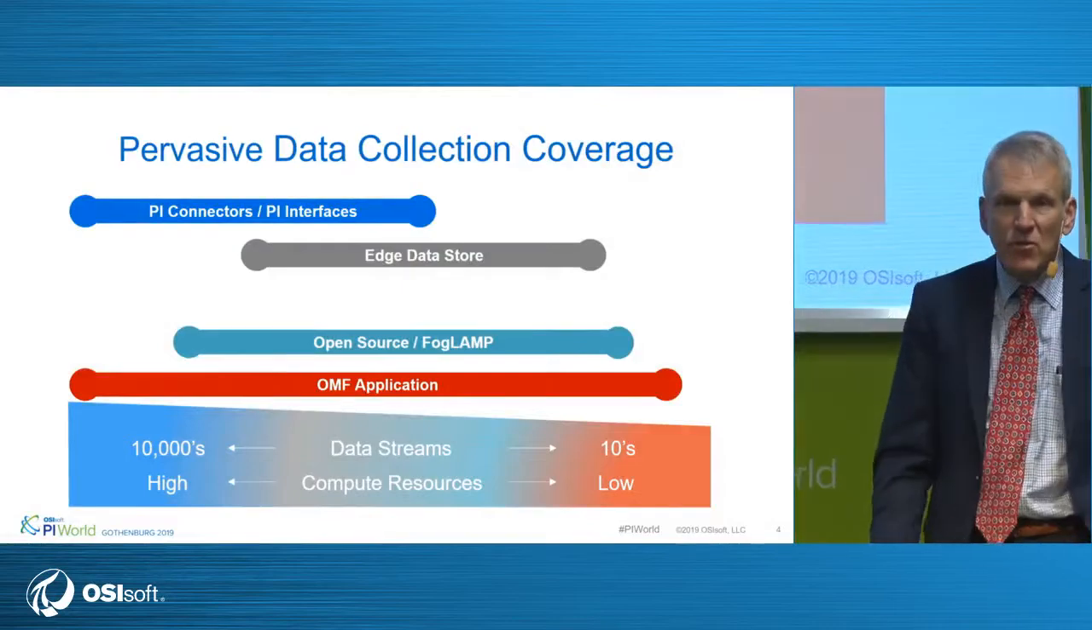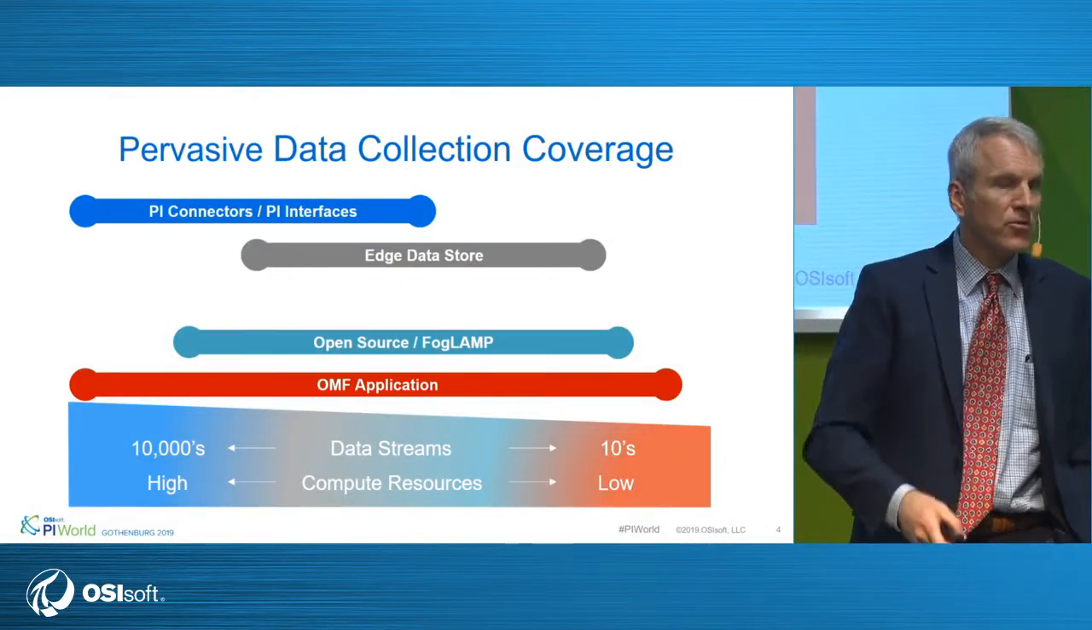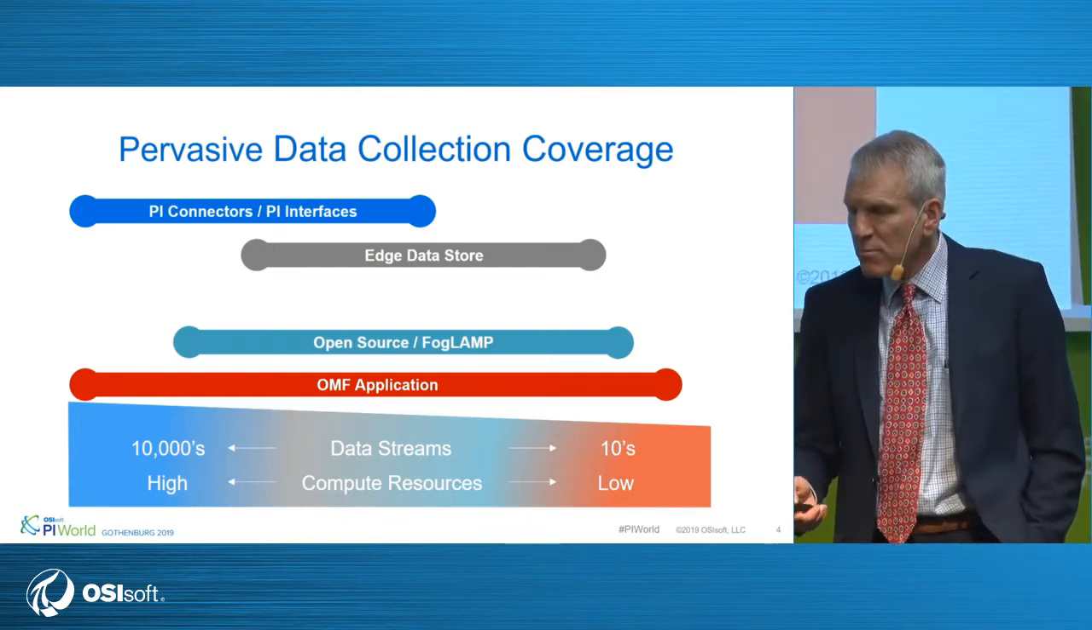That's how we differentiate these four things, because they're meant to do certain things. PI interfaces and connectors are really meant to run on Windows PCs in the plant and collect that high volume data. At the other edge of that spectrum, we have something like OMF that can run on any hardware platform and any operating system. And in between, we have our Edge Data Store, which we'll talk about quite a bit in this presentation, as well as our open source solution with Dynamic Systems.